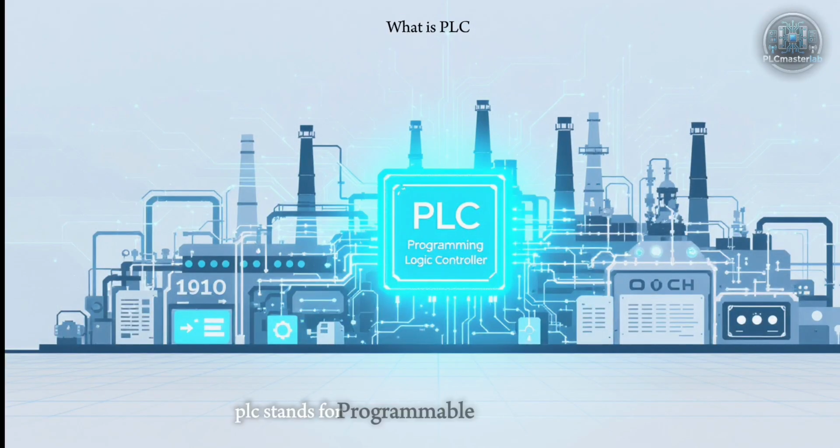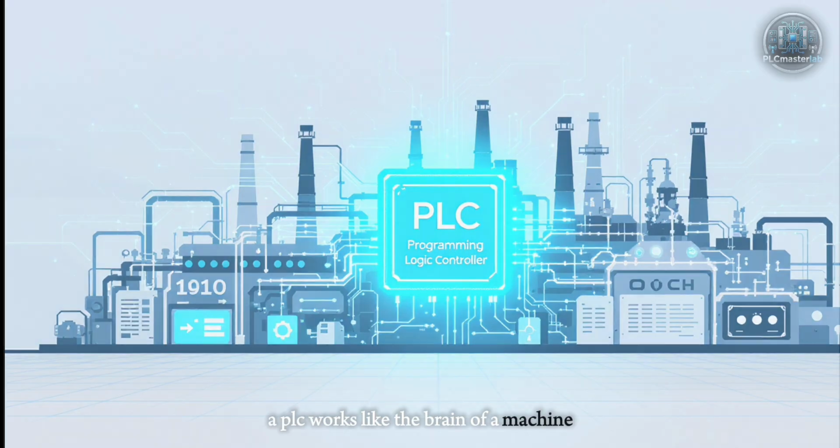PLC stands for Programmable Logic Controller. It is an industrial computer that receives signals from sensors, processes those signals using programmed logic, and then controls machines and devices. In simple words, a PLC works like the brain of a machine.